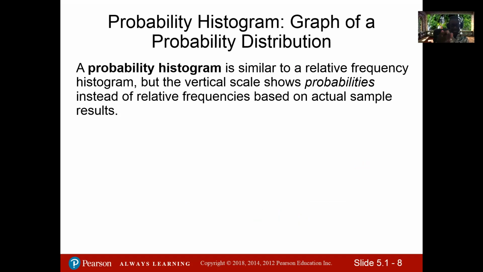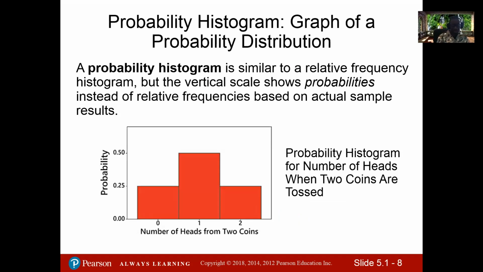difference. So from this probability distribution with the number of heads from 2 coins, this is the histogram. We call it the probability histogram, right? Not just histogram, but the probability histogram. Okay, all right.